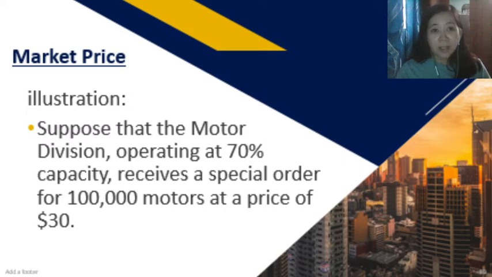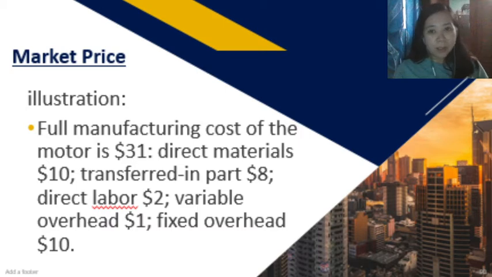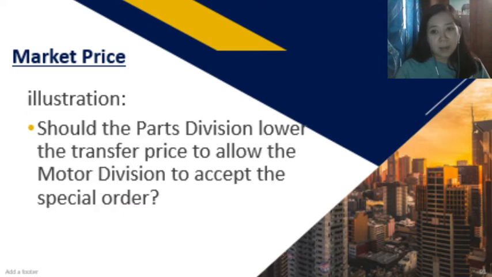In this case, they received a special order for 100,000 motors at the price of $30. Based on the full manufacturing cost of the motor division, the full cost is $31. It comprises the direct materials, transferred-in part, direct labor, variable overhead, and fixed overhead, for a total of $31.